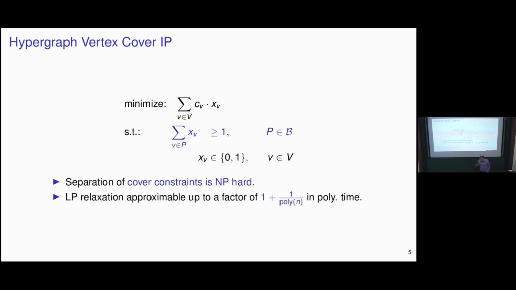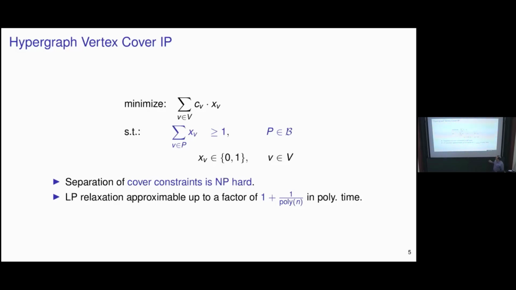There are a couple of problems with this formulation. First, the separation of these constraints is not easy in general, and also for our special case of the time constraint problem, it's actually NP-hard to separate them. You can show that by a reduction from partition.